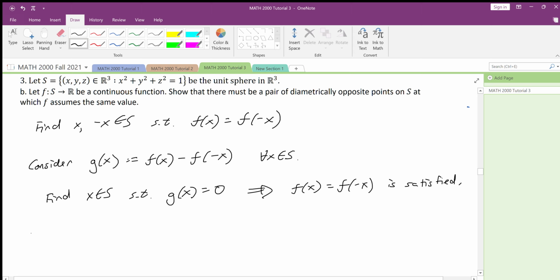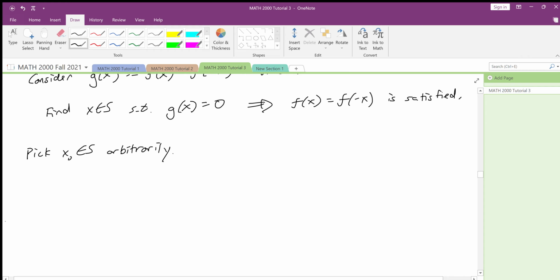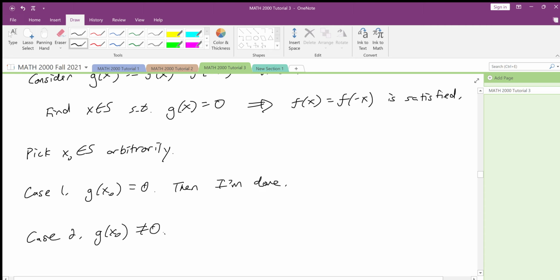So let's pick x naught inside S arbitrarily. Case 1, because I like working in cases. G of x naught is equal to 0. Then I'm already done. Case 2, g of x naught is not equal to 0. This is the case that requires some work. So without loss of generality, g of x naught will be positive, right? It's either positive or negative. I pick positive.